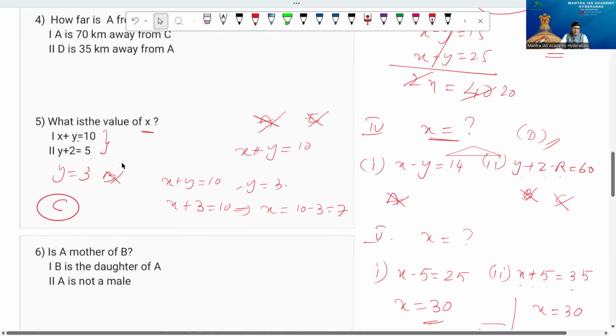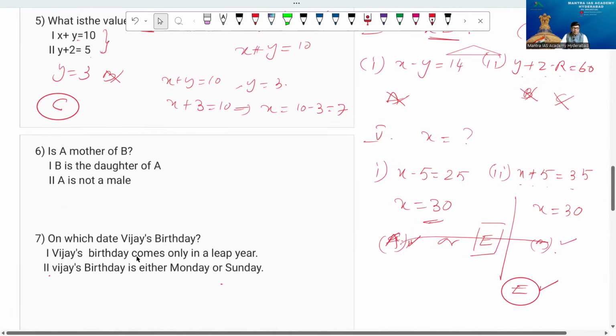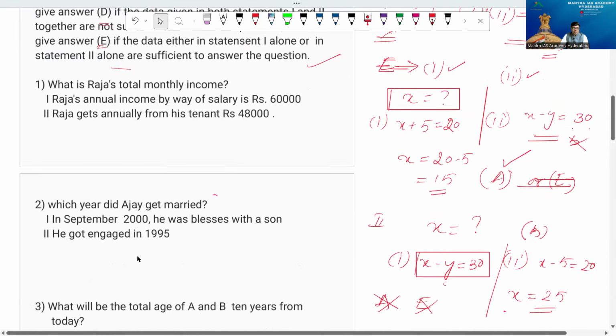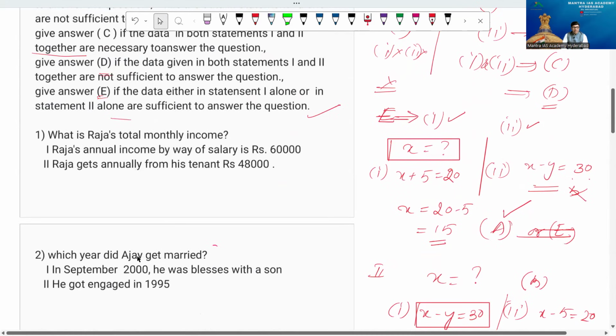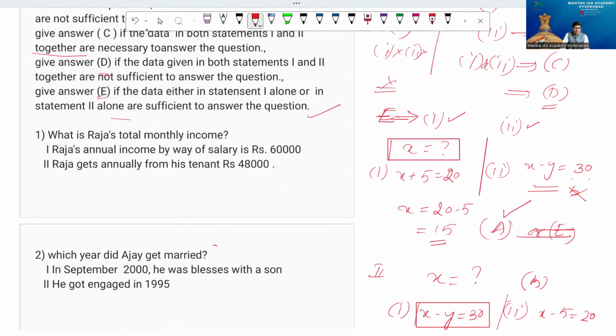Now I'll come to the first question. Look at the question: what is Raja's total monthly income? He is asking for monthly income, my friends. Monthly income. So we should be very careful with the data. If the fellow gives us the annual income, we can simply divide by 12 to get the answer.